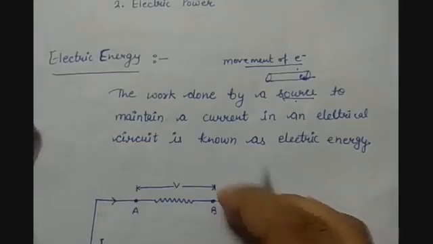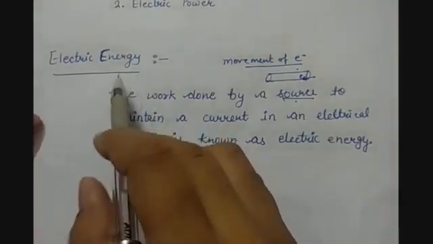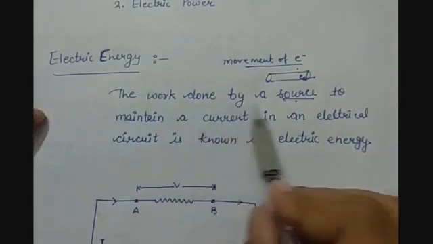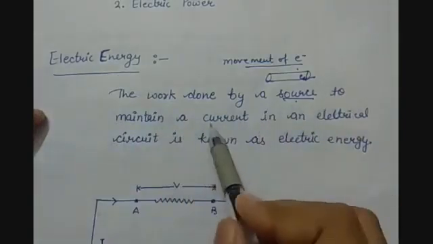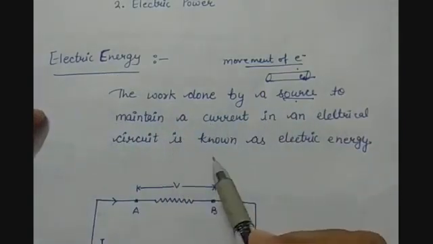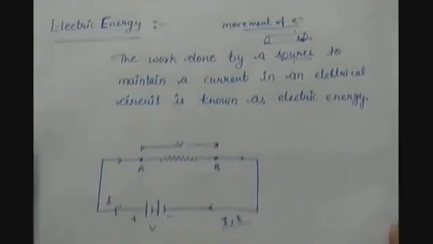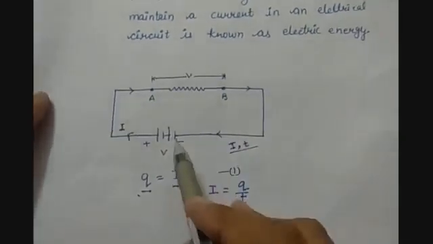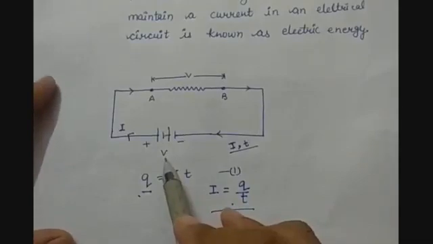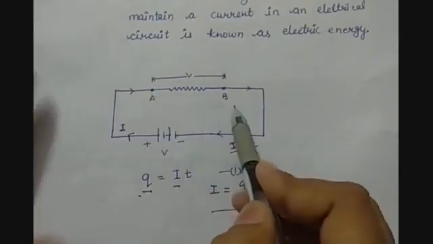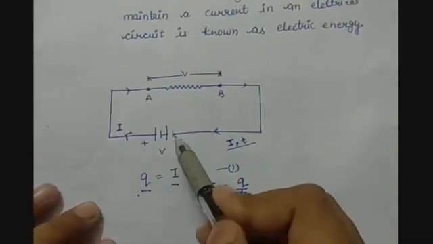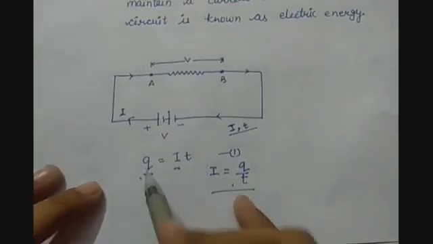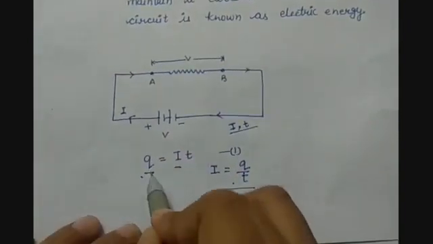Then we have electric energy. So electric energy is the work done by the source to maintain a current in an electric circuit. For example, we have an electric circuit which is having V volt potential difference, a conductor AB. I current is flowing through the circuit. So what we have? Q charge is flowing.